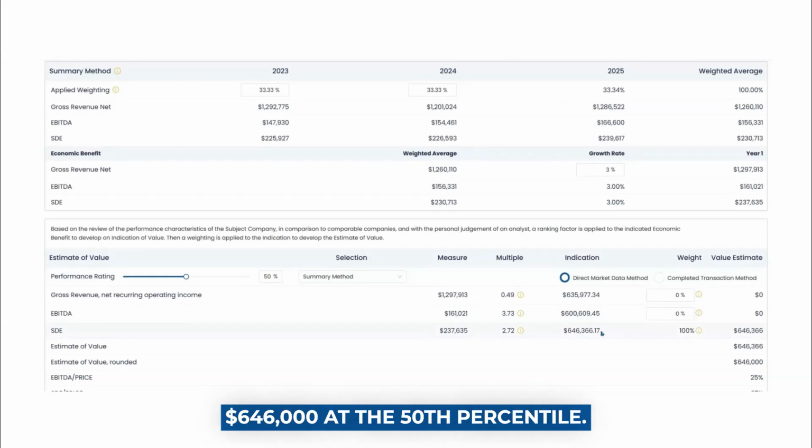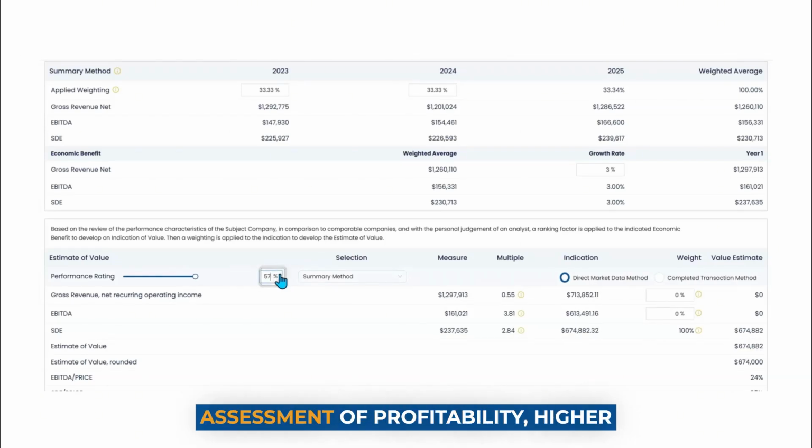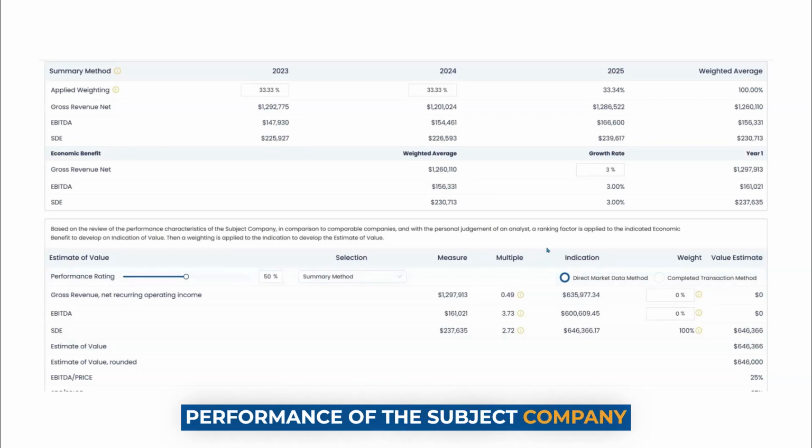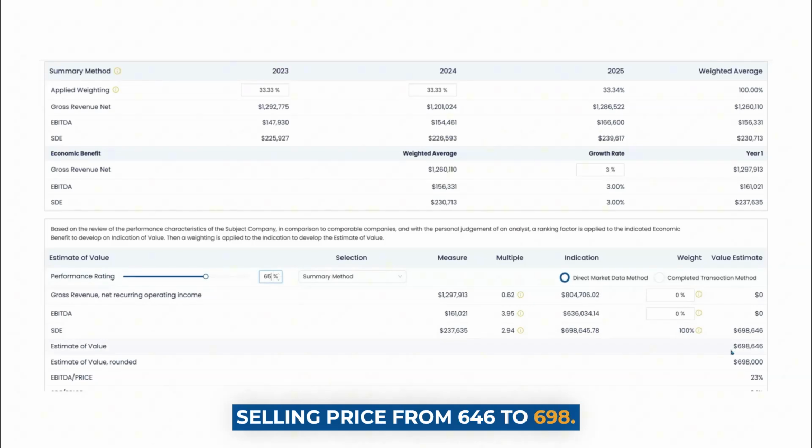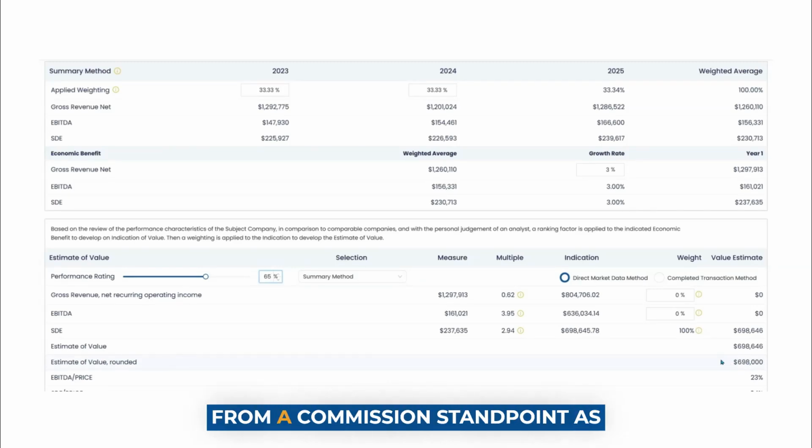Here I have this value of $646,000 at the 50th percentile. If I change this based on my assessment of profitability, higher performance of the subject company relative to its peers, relative to a conservative estimate, allowed me to take this, come up to this 65th percentile, and increase the selling price from $646 to $698. That's over an 8% increase, $52,000, which is a lot of money for the seller. It's a lot of money for me too, from a commission standpoint, as a percentage of that sale price.